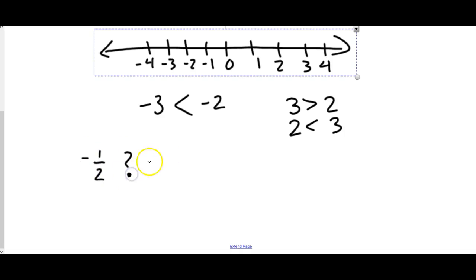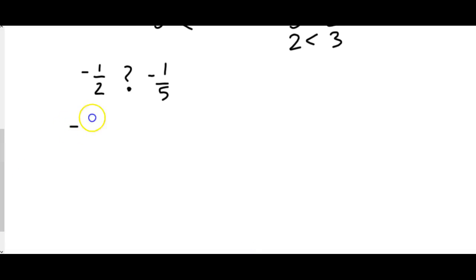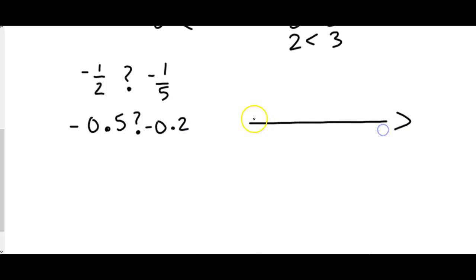So -1/2 compared to -1/5. If I write this as a decimal, we have -0.5, and -1/5 is -0.2. So if you were to put this on a number line between 0 and -1, -0.5, that's halfway. -0.2, that's just a little bit, and I'm going to have to put it above because I don't have any room down here.